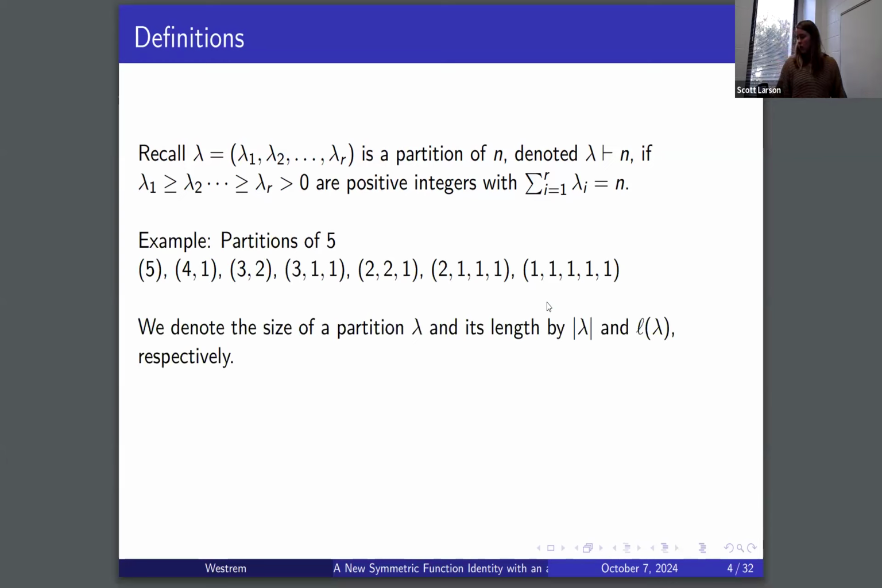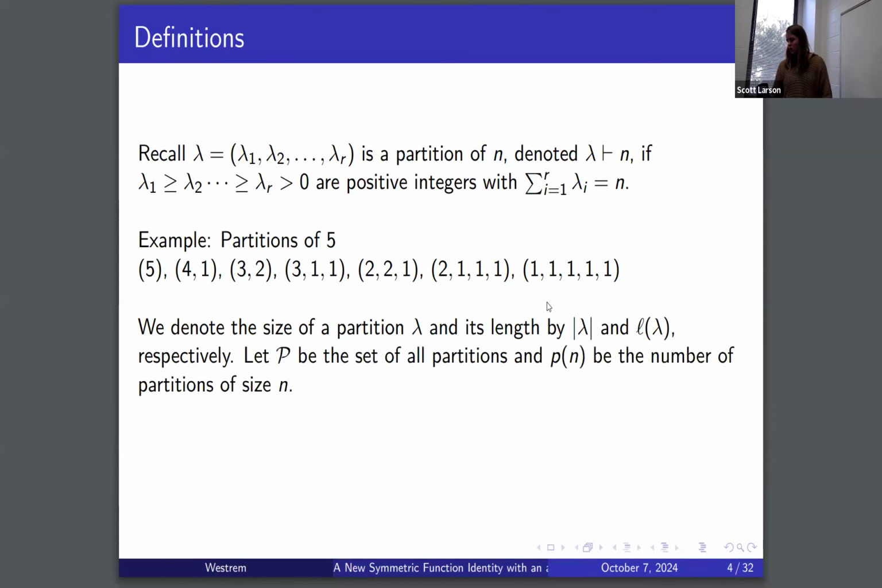Other notations that we will talk about will be the size of the partition, which before was defined as n, with the absolute value of lambda. The number of parts will also be called the length sometimes, L of lambda. Then calligraphic P here will be the set of all partitions, and p of n will count the number of partitions of size n. For our example, partitions of 5, we have 7 of them, so p of 5 is 7.